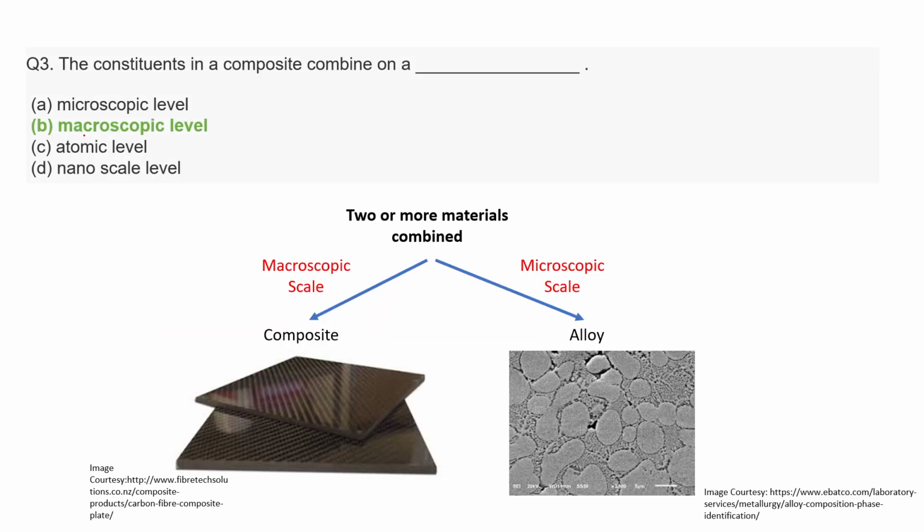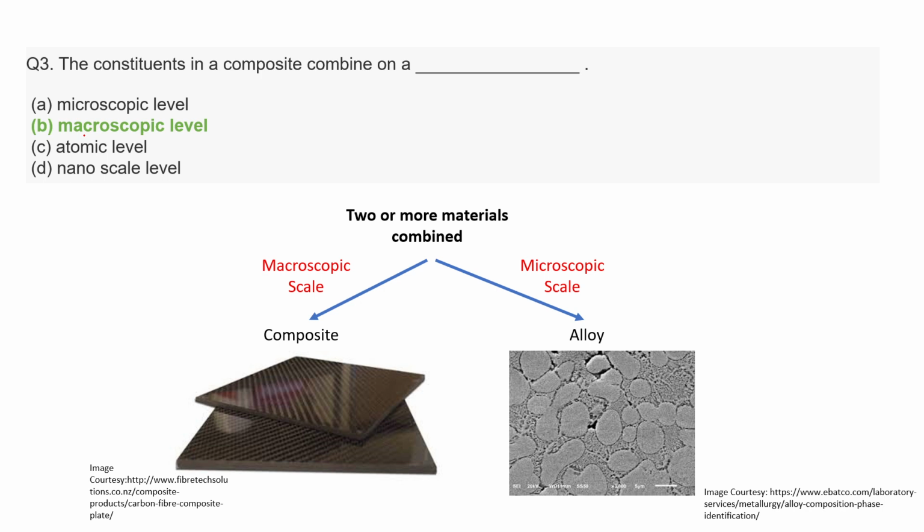The next question is: the constituents in a composite are combined on a dash. Option A, microscopic level. Option B, macroscopic level. Option C, atomic level. Or option D, nanoscale level. Whenever we talk about composites containing two or more constituents, another thought that comes to mind is alloys. As we have studied since childhood, alloys contain two or more metals combined. But how are alloys different from composites? Composites are combined at a macroscopic level, whereas alloys are combined at a microscopic level.